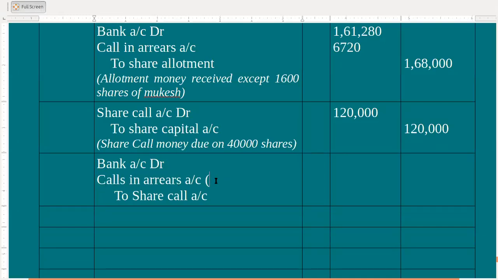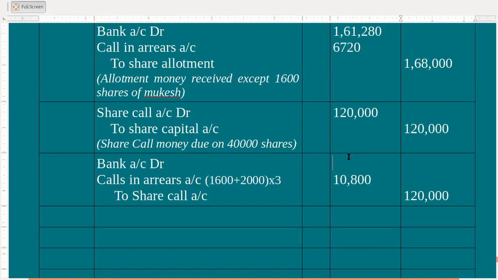My mistake. Okay. So we know 1,600 shares of Mr. Mukesh and 2,000 shares of Mr. Kamal. Okay, we are not receiving their call money. Then 3,600 into 3. What is the amount? 10,800. Okay, very good. And to share call account, we know it will be 1,20,000 only.